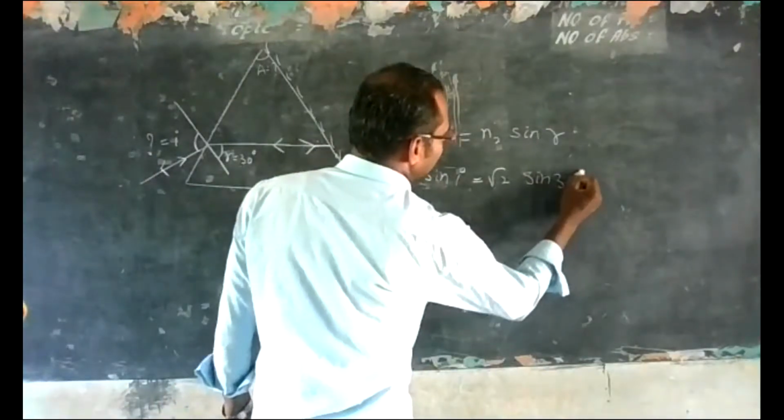Sin i is equal to √2 into sin 30, which is 1 by 2. So sin i is equal to √2 by 2, which is 1 by √2. Where do you get 1 by √2 in sine? You get it when i is equal to 45 degrees. So the angle of incidence should be 45 degrees.